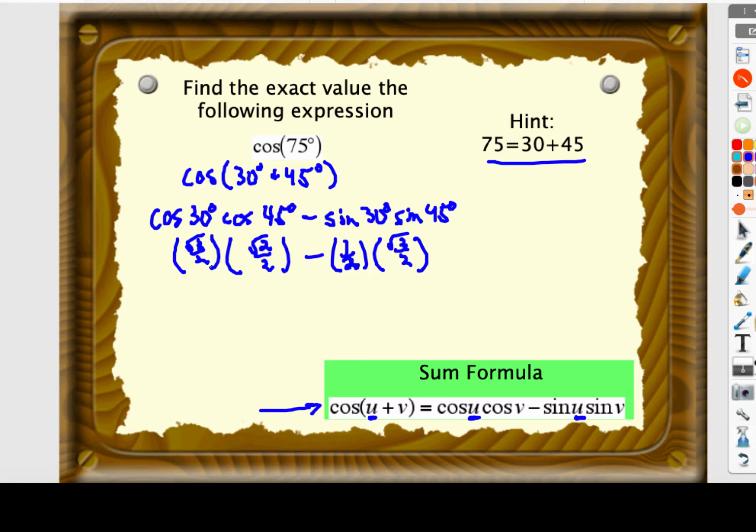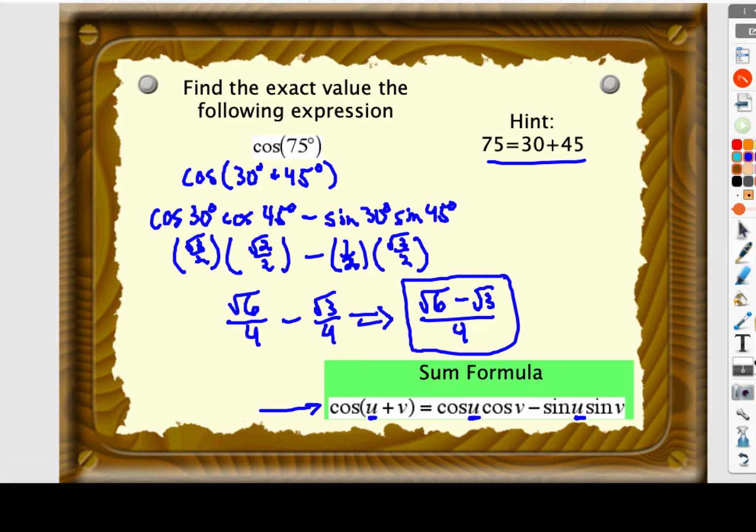Then I'm going to do a little arithmetic. Root 3 times root 2 would be root 6 over 4 minus 1/2 times root 3 over 2. Again, also going to be root 3 because we're multiplying. 2 times 2 is 4. And finally, our answer would be root 6 minus root 3. Notice they're not like roots, so just leave them where they are, all over 4.